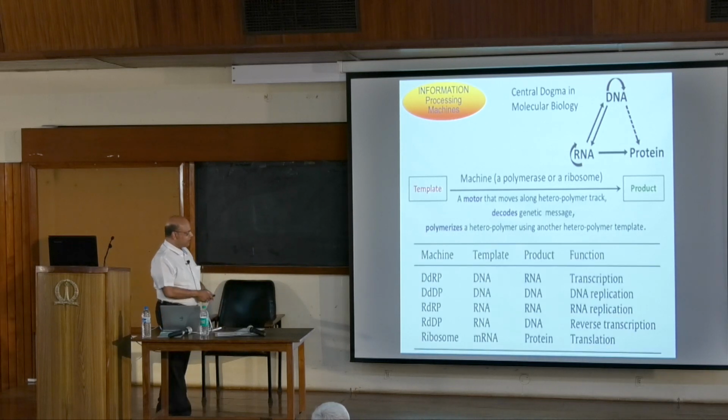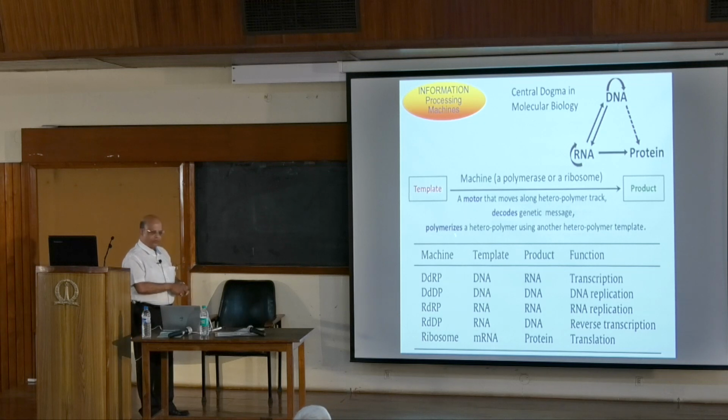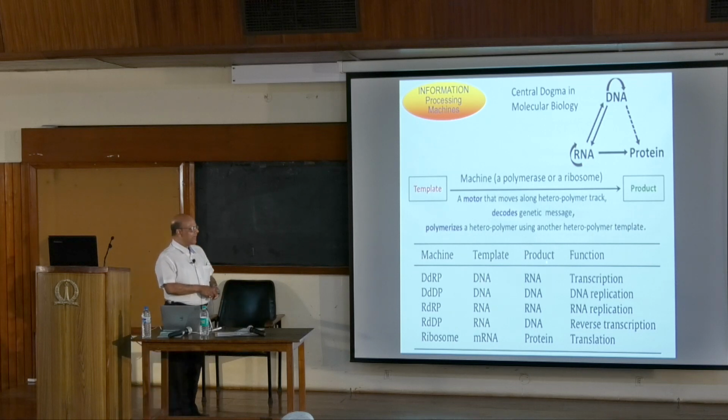There are all these machines that I have listed, but you don't have to go through that list. Essentially, you have polymerases or ribosomes. They move along some template and give a product which is also a heteropolymer, and there are various different names associated with these processes. These kinds of motors are going to be discussed in this symposium by Tanveer Hussain.